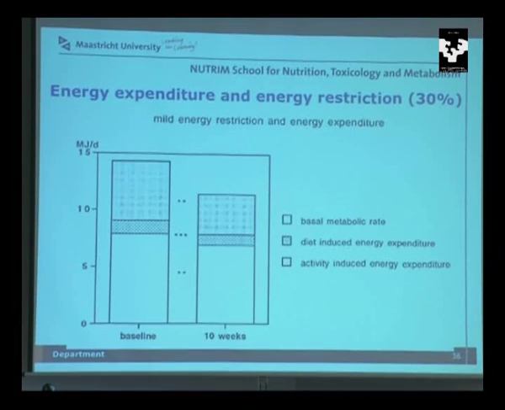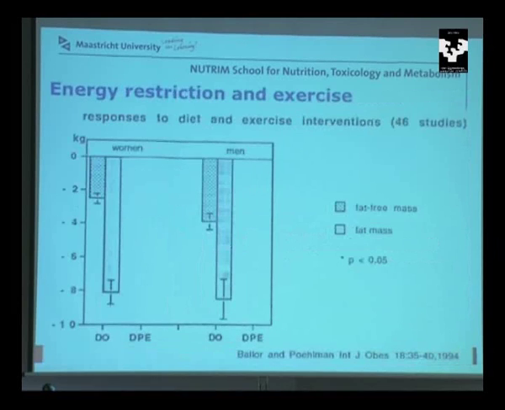And that's a problem. And then many people have thought, well, you can go on a diet, you restrict energy intake, but what if I also increase my exercise or my physical activity? So you work on both sides of the equation, decrease one and increase the other.